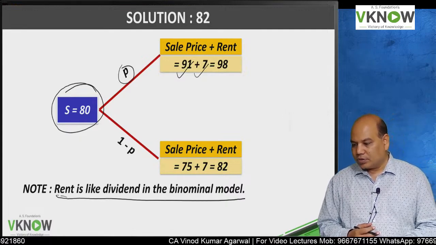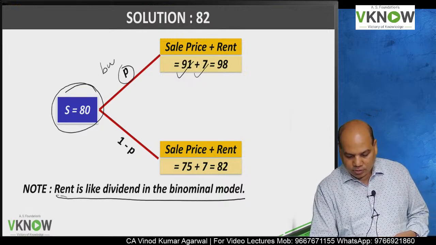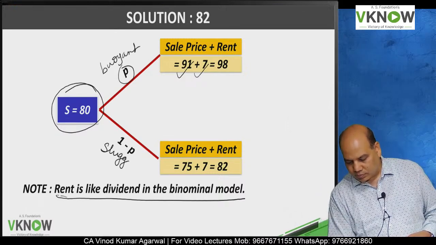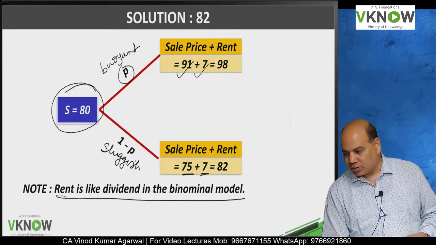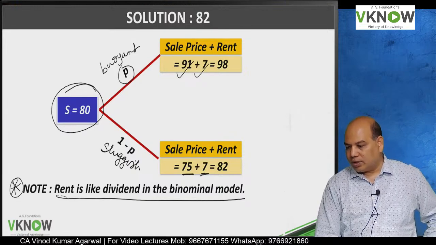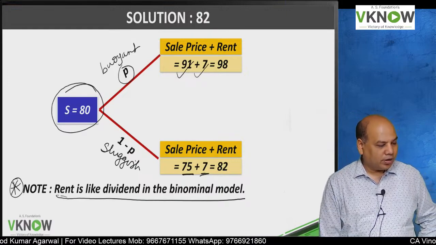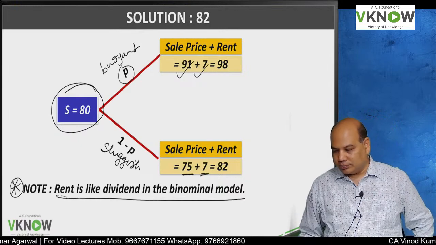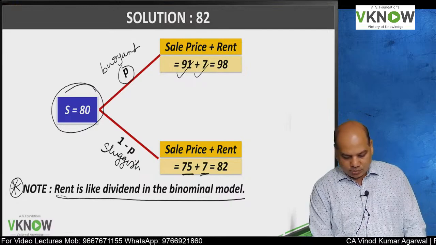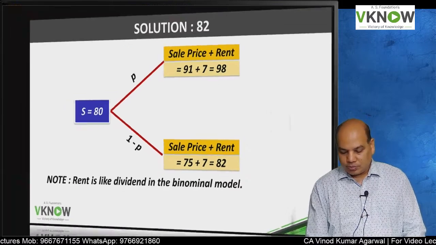Now next, if the market is buoyant and sluggish, you can write it here. 75 plus rent 82. Just for understanding, write a note why we are adding 7. Rent is like dividend in the binomial model. So can we now compute the probabilities? Remember the risk neutral model. Can we compute the probabilities?